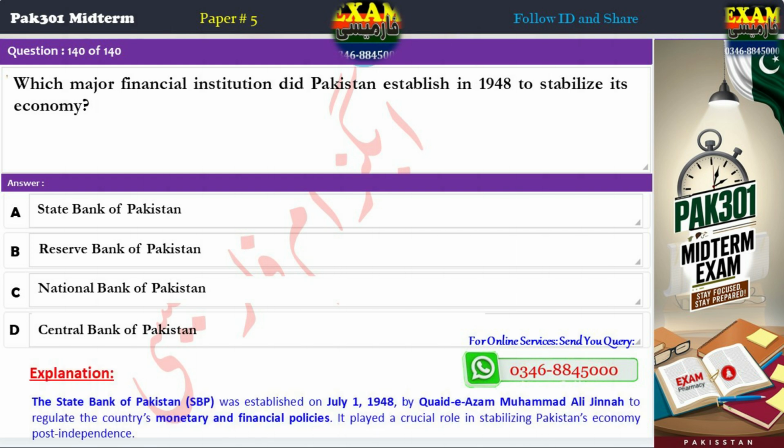Explanation: The State Bank of Pakistan, SBP, was established on July 1, 1948, by Quaid-e-Azam Muhammad Ali Jinnah to regulate the country's monetary and financial policies. It played a crucial role in stabilizing Pakistan's economy post-independence.